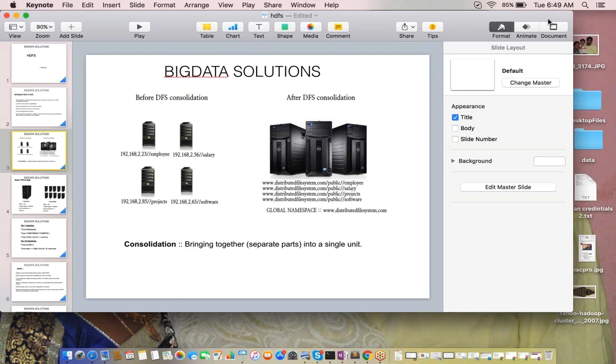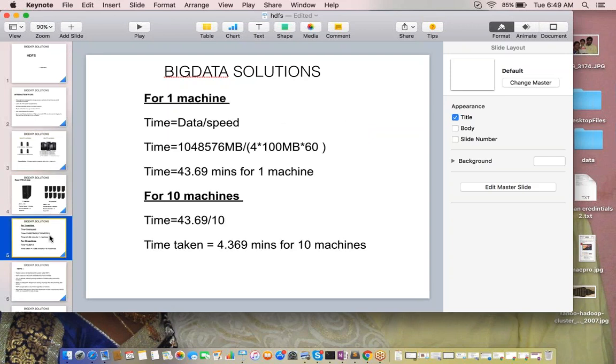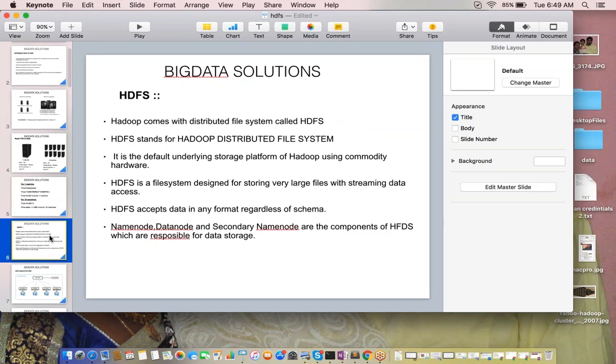Yeah. So before the distributed system, we have all the data in different machines. When it comes to the distributed manner, all the data will be there in the network, I mean, in the cluster. Okay. This is a simple example of what I have explained now, and it's not that important.